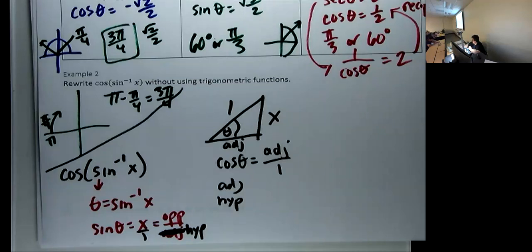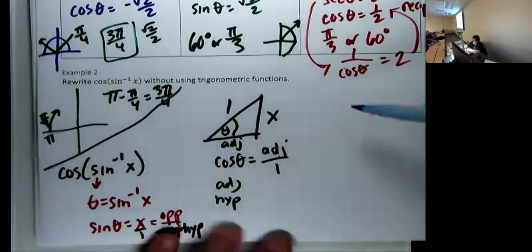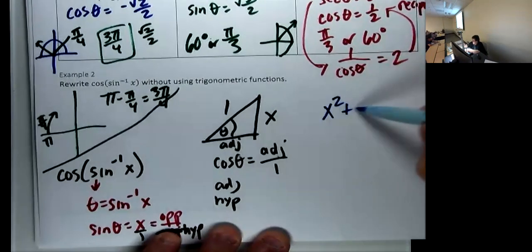C squared minus x squared, right? So 1 squared minus x squared. Yes, how are you getting that? How am I getting that? Yeah. It's just the Pythagorean theorem. Yeah, exactly. So we've got x squared plus adjacent squared equals 1.